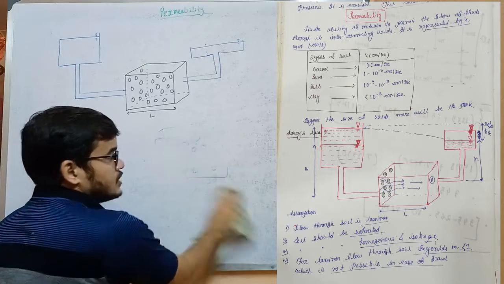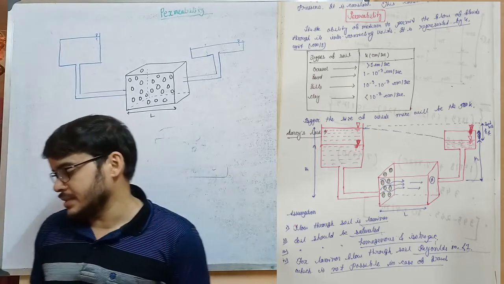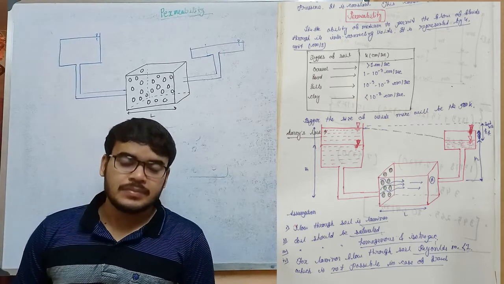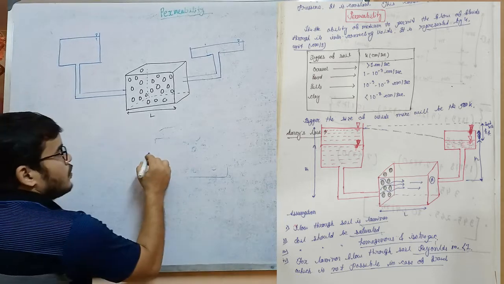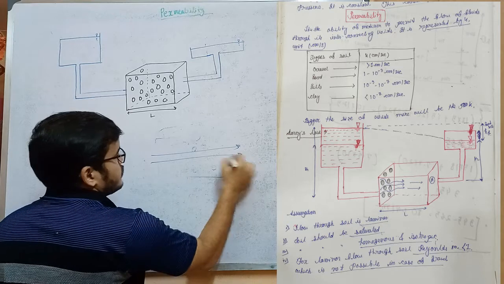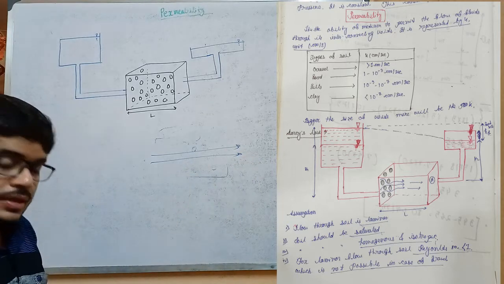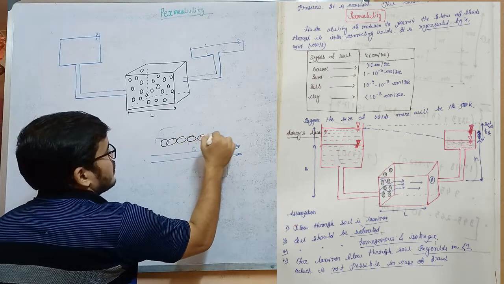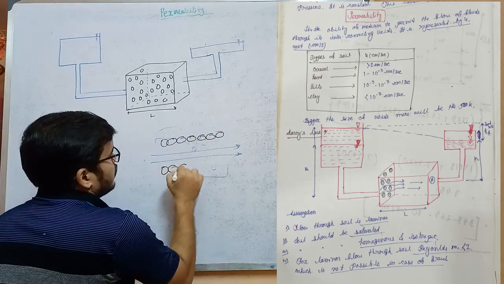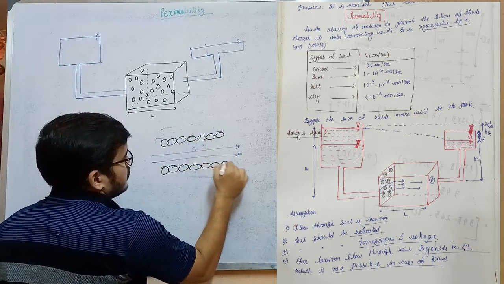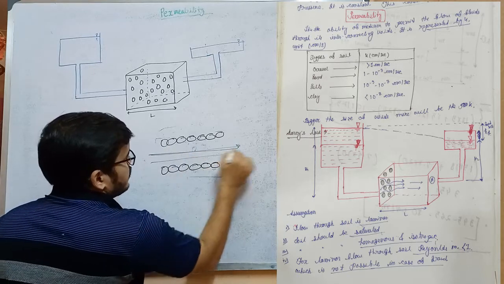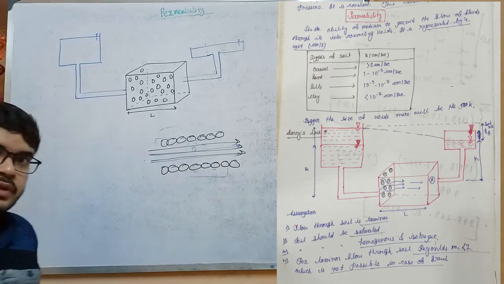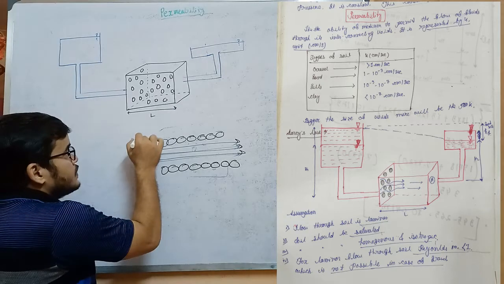Look at the assumptions first. Darcy's first assumption: flow through the soil is laminar. That means flow will be in a straight line. And how is that possible? That is possible only when there is a regular manner of voids. So this is a free space and the flow is in a straight line. There is no resistance. Look, this is an assumption.